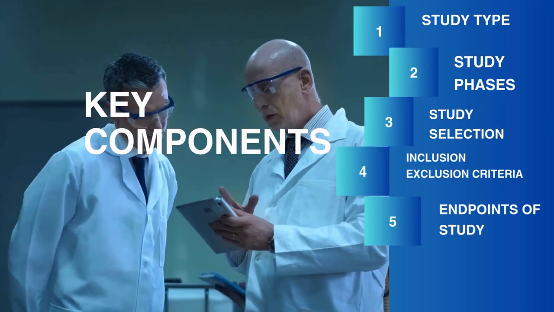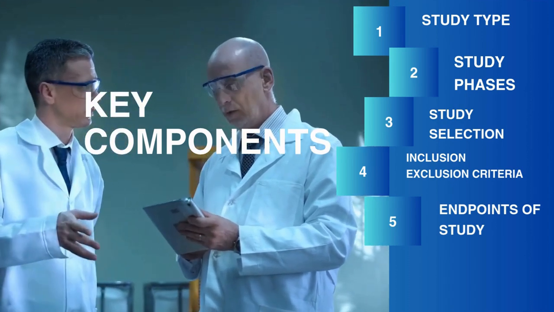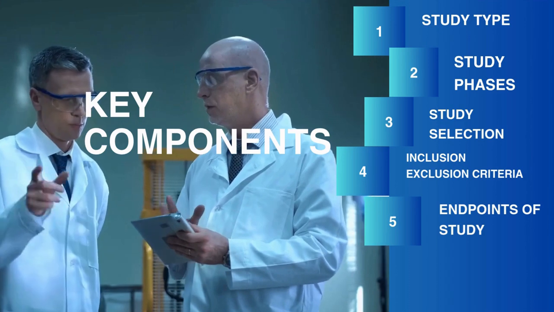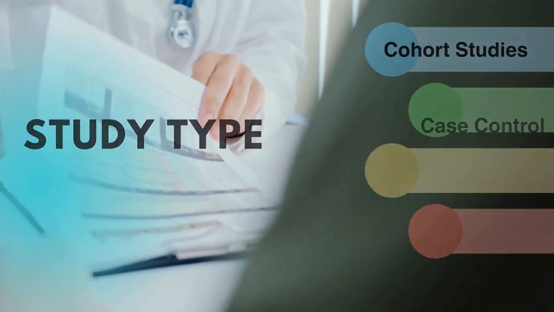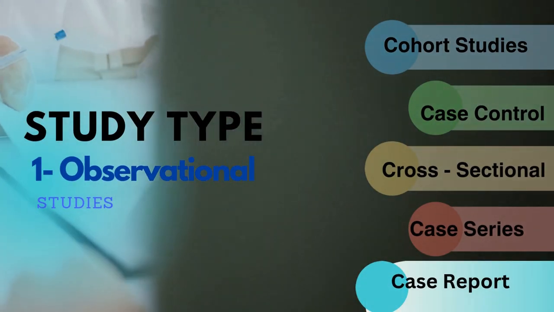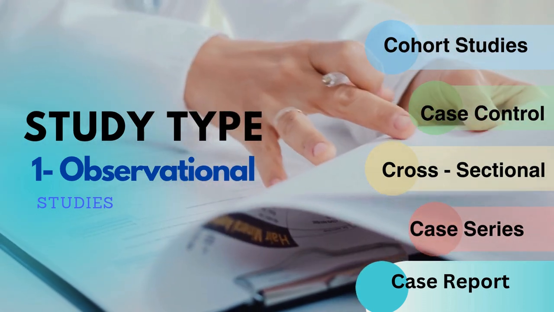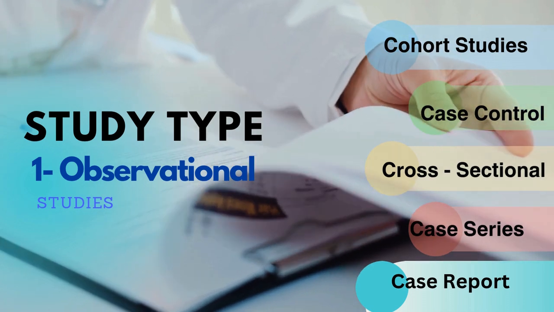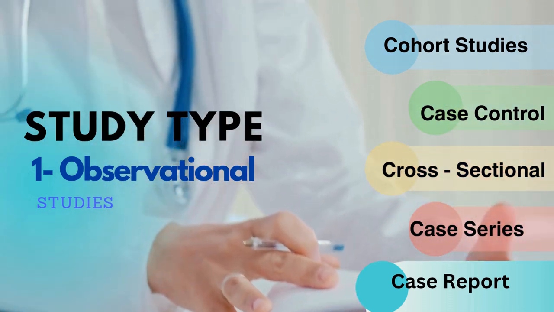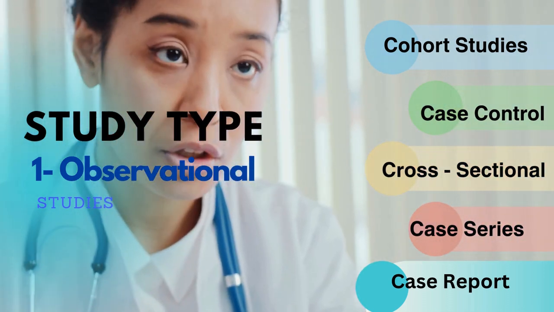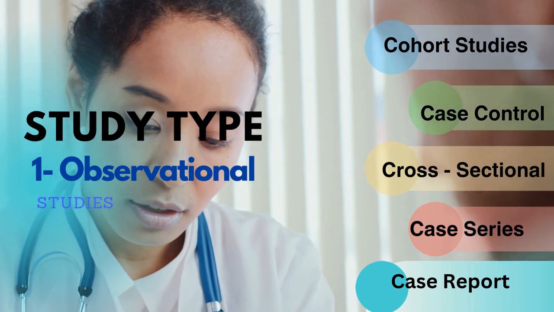It involves selecting the appropriate study design and study population for a specific clinical trial question. It includes choosing the type of study, like an observational study or an intervention or experimental study. Observational study is basically used to investigate the causes of disease to establish the link between risk factor and health outcome. There are different types of observational study, like cohort, case-control, cross-sectional, case series, and case report.